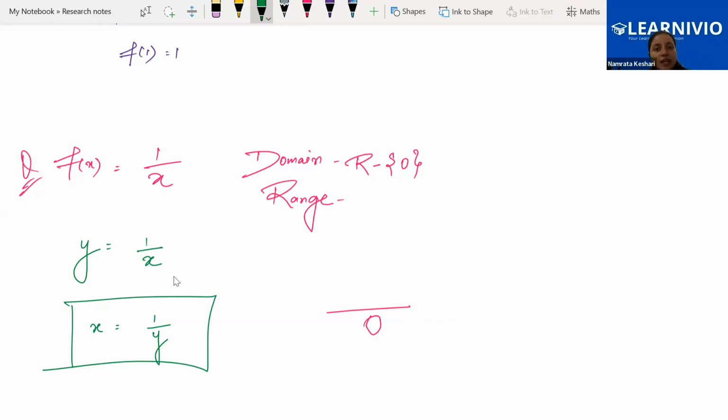Isolating x means keeping x on one side. x is equal to 1 by y. Now, what is the possible value of y? Just like the domain, we can think that everything is acceptable except 0. So, range will also be all real numbers minus 0.